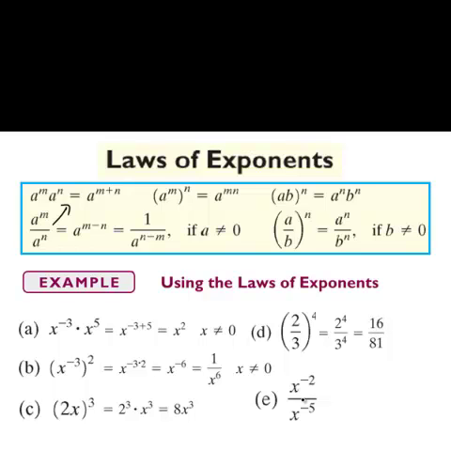For part E here, for this guy right here, you can use this rule up here that says that you'll subtract the exponents. So you have x raised to the negative 2 minus negative 5. But negative 2 minus negative 5 is negative 2 plus 5, which is 3. So x to the 3rd power.